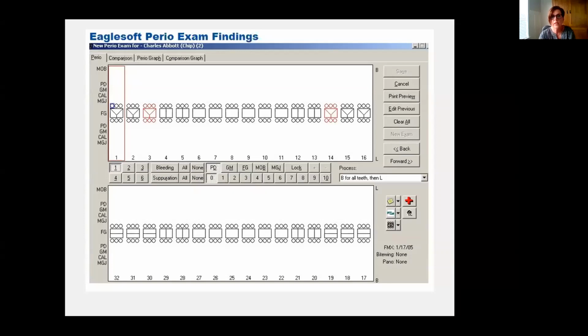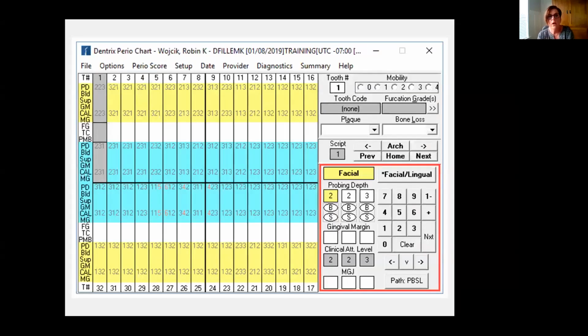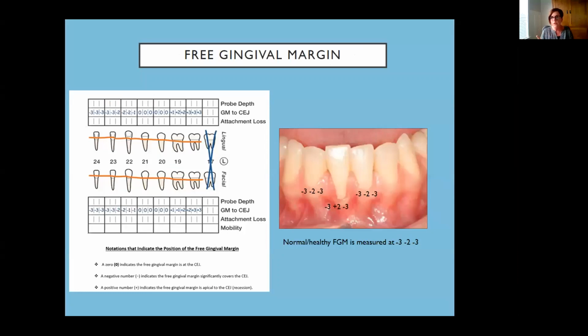With Dentrix, for some reason my computer's being tricky. All right, so with Dentrix as well, we have the option to put in free gingival margin. It also has a place to put in furcations and mobility. So if you haven't ever used this before, go into your practice and look it up. I do recommend, and we can go over that, but if you're doing a full perio chart, you really need to have an assistant or someone helping you out. If you have an assistant, this full perio chart that I'm going over can be done in 10 minutes.